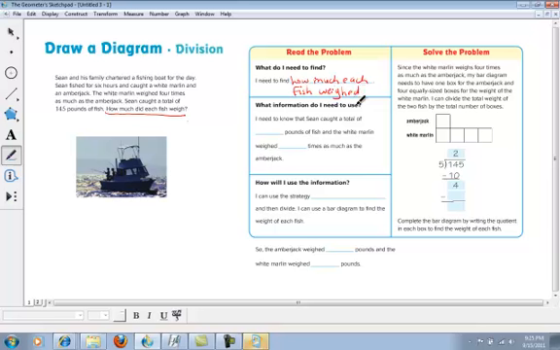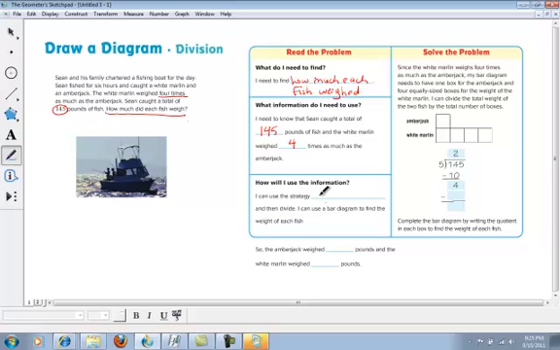What information do I need to use? Well, I need to know that Sean caught a total of 145 pounds of fish. That's shown right here. And the white marlin weighed 4 times as much as the amberjack.